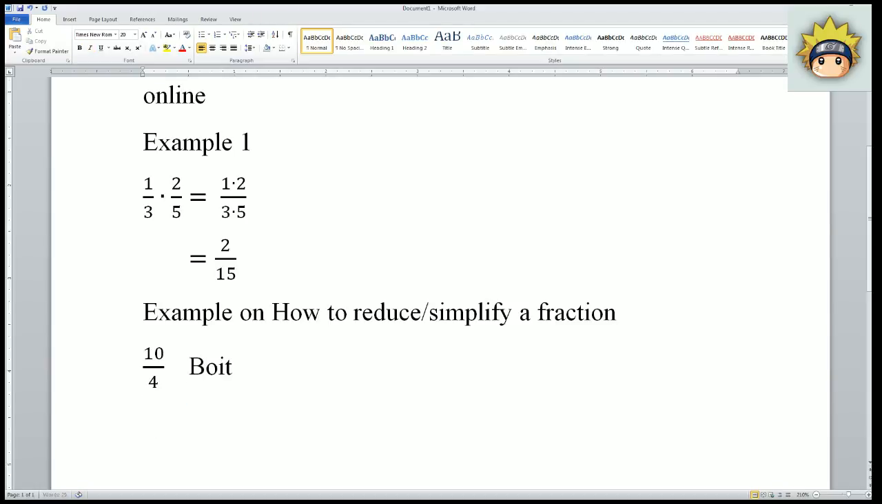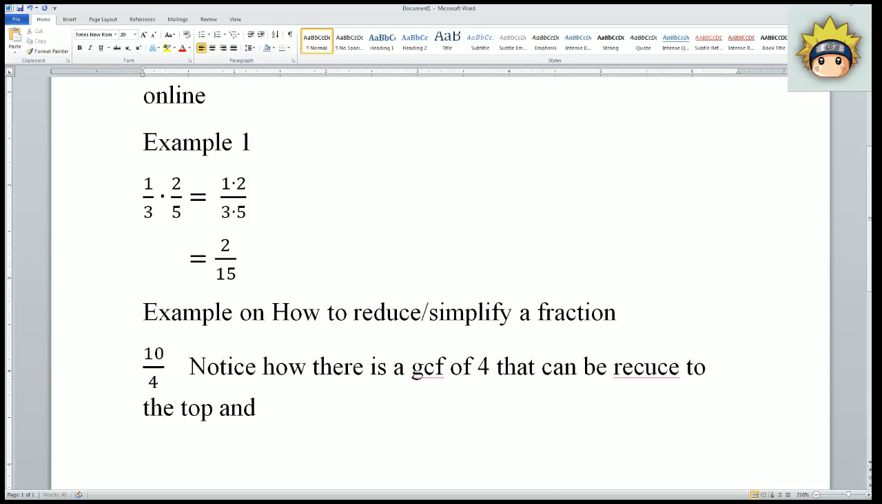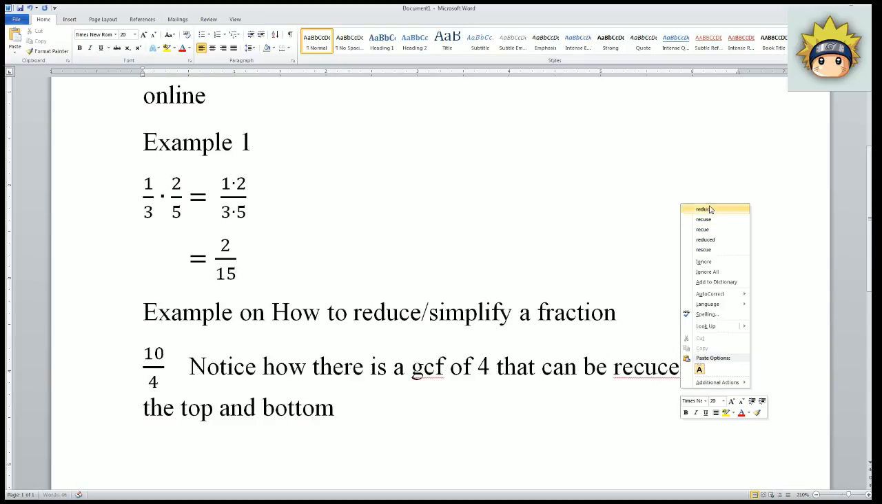Okay, you want to notice how there is a greatest common factor that can be reduced from the top and bottom. There is a GCF of 4, oh no, GCF of 2.